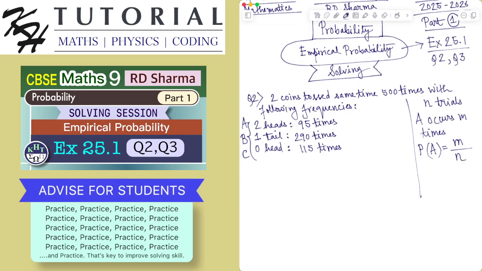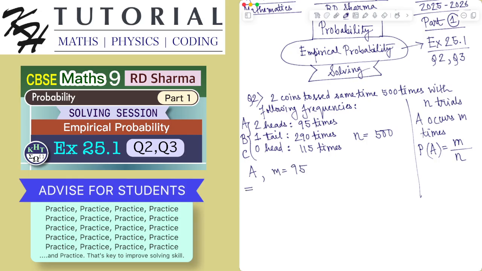Now in this problem small n is 500, because 2 coins were tossed 500 times, and each time 2 coins were tossed, that was a trial. Now for A, we see what is m, how many times the event A occurred. It is given that 95 times. For A, m is 95.